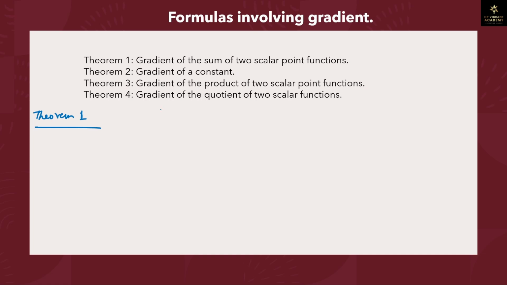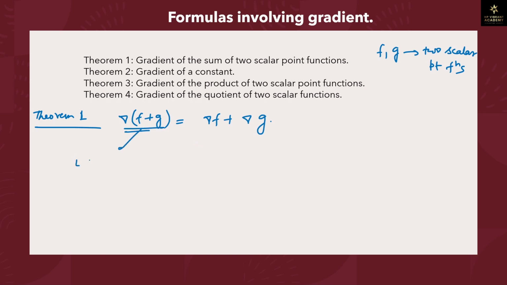This is gradient of the sum; let us consider f and g as two scalar point functions. So this is gradient of f plus g, which is equal to del of f plus del of g. How can we prove this? Let us expand this. So we have i del upon del x plus j del upon del y plus k del upon del z of f plus g.